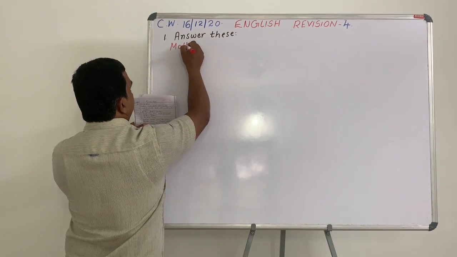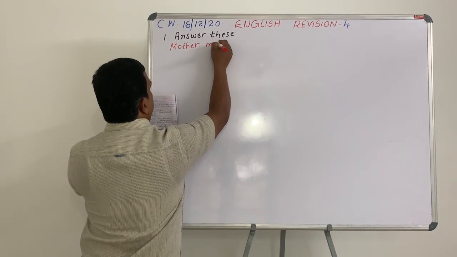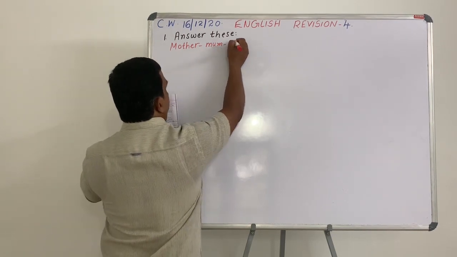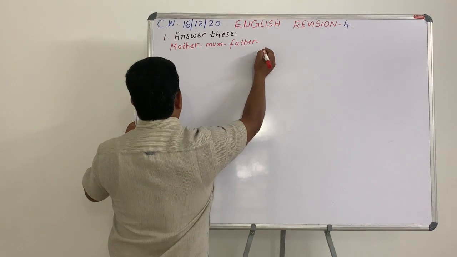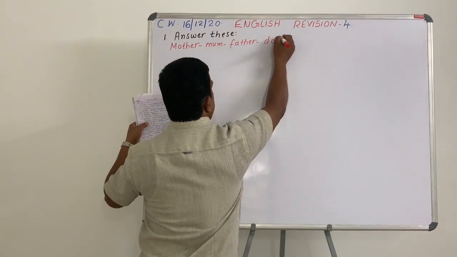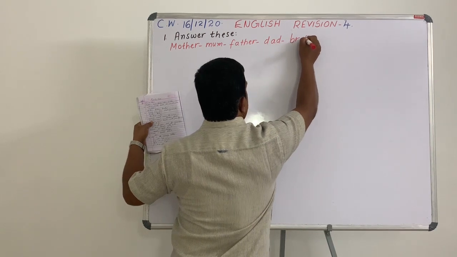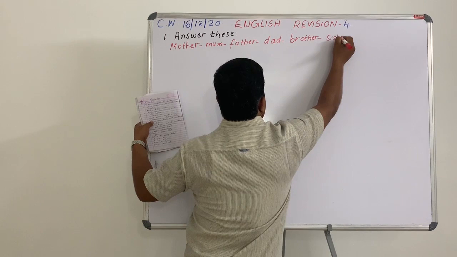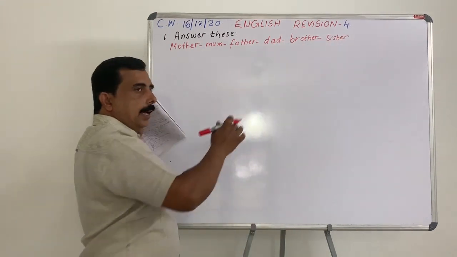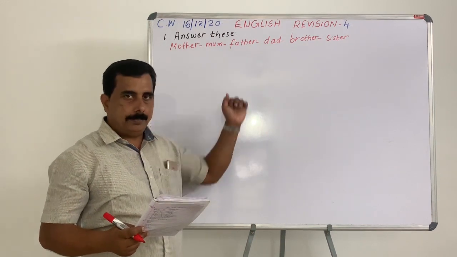Mother. M-U-M, then father, okay, then dad, next brother, sister. Our questions are based on these words. Our answers are, we are copying from there to down.